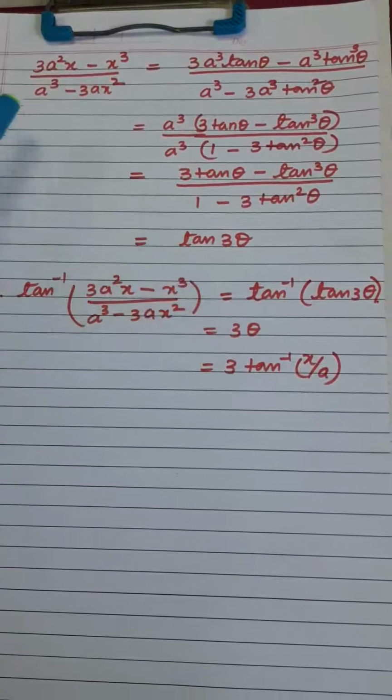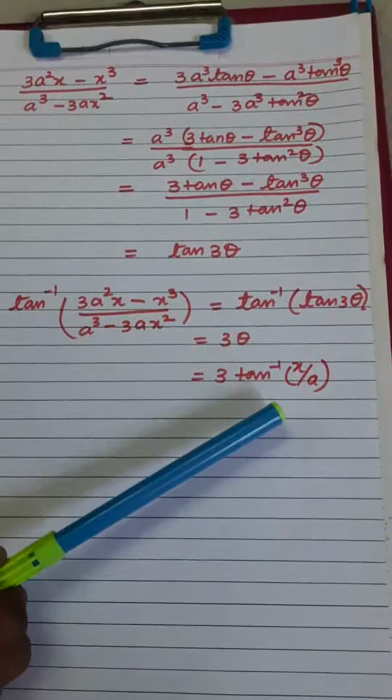Now take the entire thing. Tan inverse of this expression is equal to tan inverse tan 3 theta. Then cancel tan inverse and tan. You will be getting 3 theta, that is 3 tan inverse x by a. So this is the required simplest form.